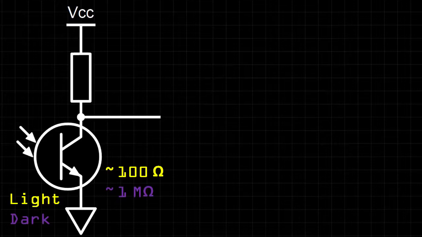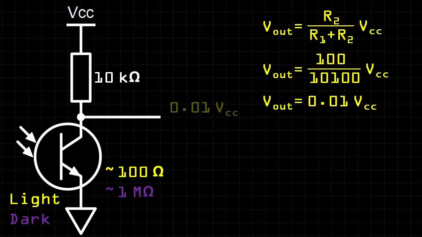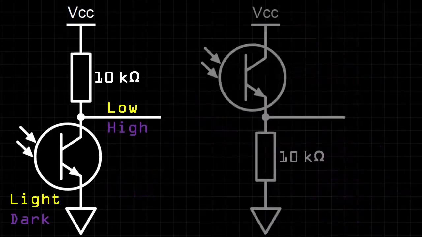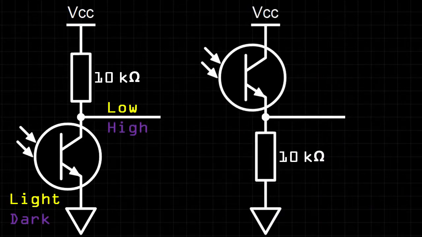If our voltage divider is to have distinct outputs, a resistor in the order of 10 kiloohms will do just fine. We can see why if we use the voltage divider equation. For the light case, we calculate an output voltage of 0.01 VCC, which is clearly a low state. Calculating for the dark case, we find an output of 0.99 VCC, a clear high signal. Sometimes it will be useful to have the outputs flipped, which can be done simply by switching the order of the resistor and phototransistor. Here the output is high when light is detected and low when there is no light.